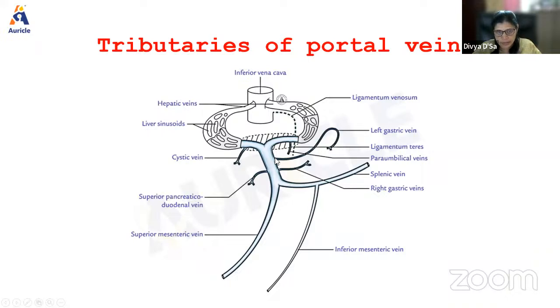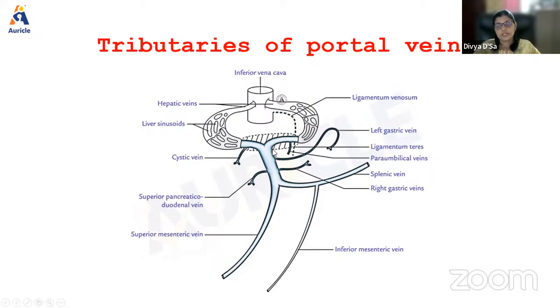Then received by the two divisions. So the divisions also will receive the cystic vein as well as the paraumbilical veins, okay, paraumbilical veins and cystic vein. So the trunk also receives the superior pancreatico-duodenal vein, which will join there. Okay, so either it will join the superior mesenteric or it will join the portal vein. So that is the thing.